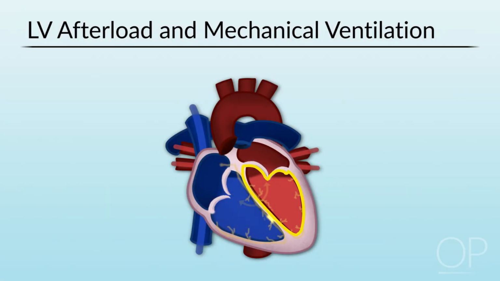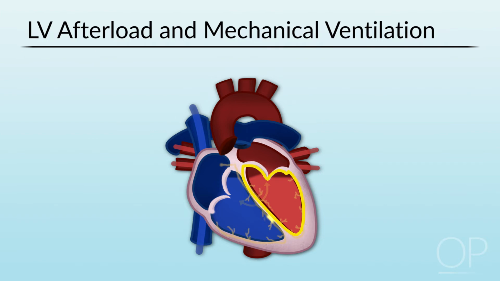So we talked about right atrial preload, and we talked about how mechanical ventilation may not be good for that. We talked about right ventricular afterload, and we talked about how ventilating to FRC might actually decrease pulmonary vascular resistance and therefore decrease right ventricular afterload. So let's talk about the left side now.